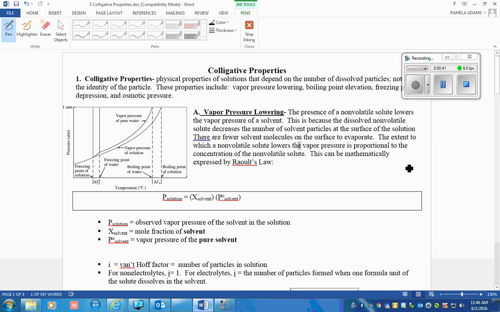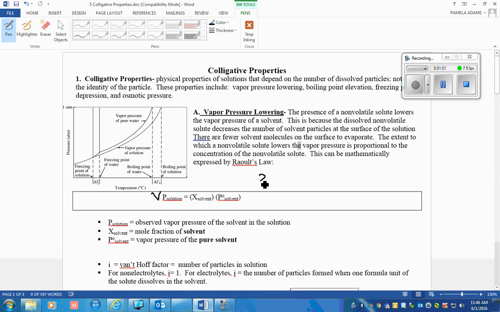Okay, so we have a law that takes care of this for us, and that is called Raoult's law, and that means that the vapor pressure of a solution is equal to the mole fraction of the solvent times the vapor pressure of the solvent.